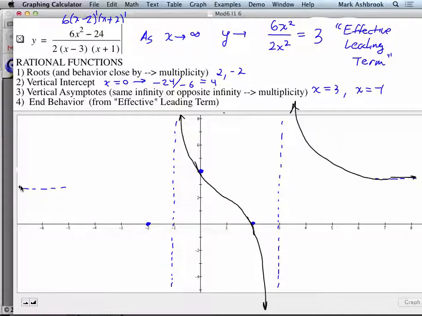Out at the end, it's going to be like 3. Since there's no root here, it's going to come through. Multiplicity at negative 2 is 1, so it goes through, down to negative, up to positive. There's no root here, so it's got to go down to negative. Here's this graph. All right, turn it on. I'll do purple.